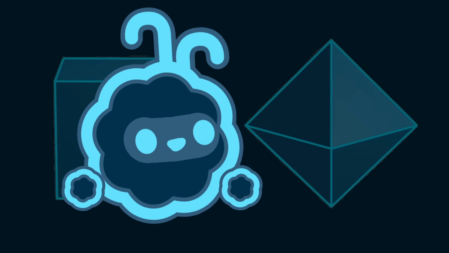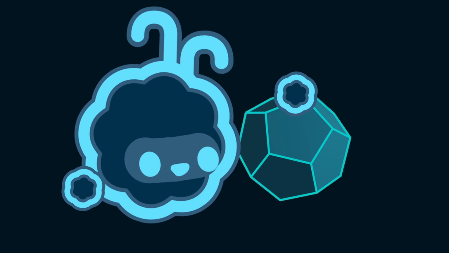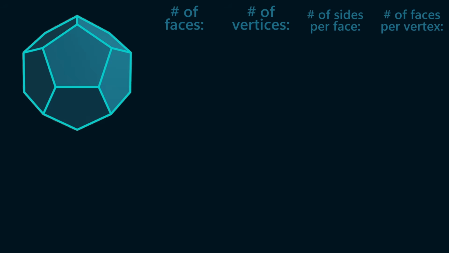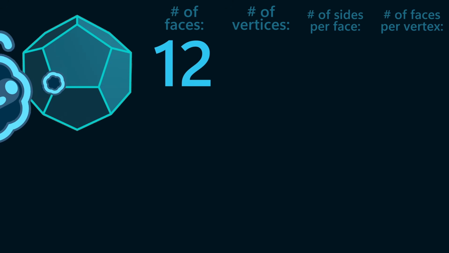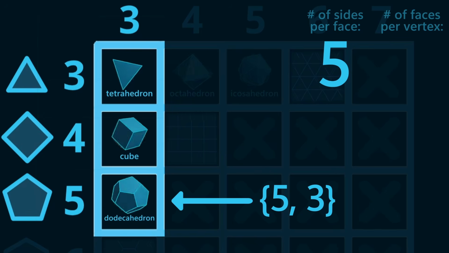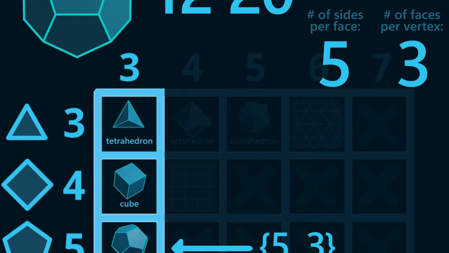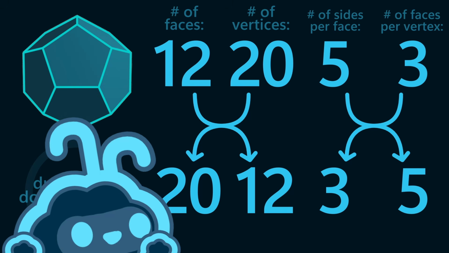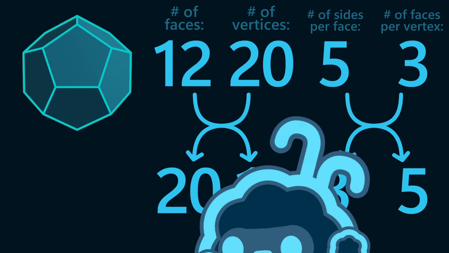Oh yeah, we're going to try this with the other solids. Let's find the dual of the dodecahedron first. And now we know how to find it. We just gotta do that number switcheroo thing. We already know it has 12 faces, it has 1, 2, 3, 4, 20 vertices, and on the table, 5 sides on each face and 3 faces around each vertex. Just as before, we flip-flop these values. And this flip-flopped version has got to represent the icosahedron, right? Oh, you bet your sphenocorona it does.